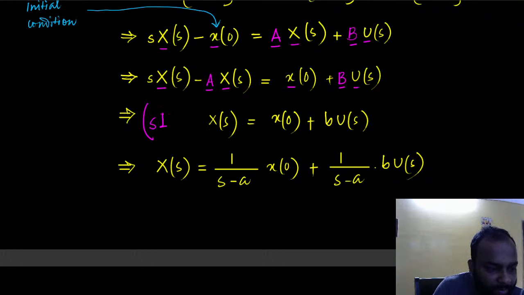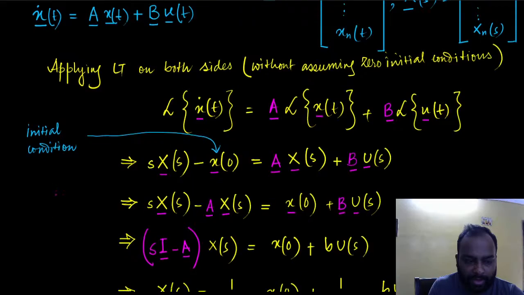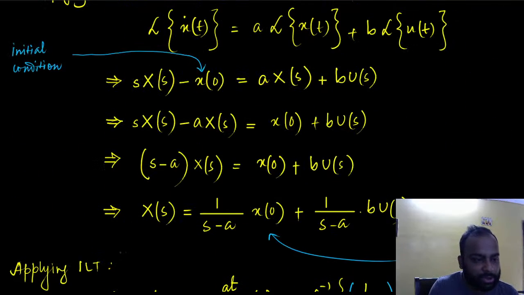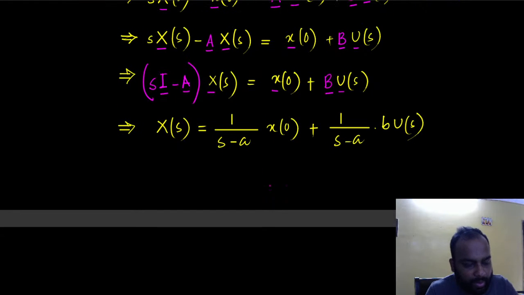So this is now going to be (sI minus A), but this is exactly like s minus a as far as the scalar quantity is concerned. In the scalar equation, whatever was s minus a, the equivalent would just be sI minus A, because matrices have to be of the same dimension in order for a subtraction to take place. And this is B, this is U(s).